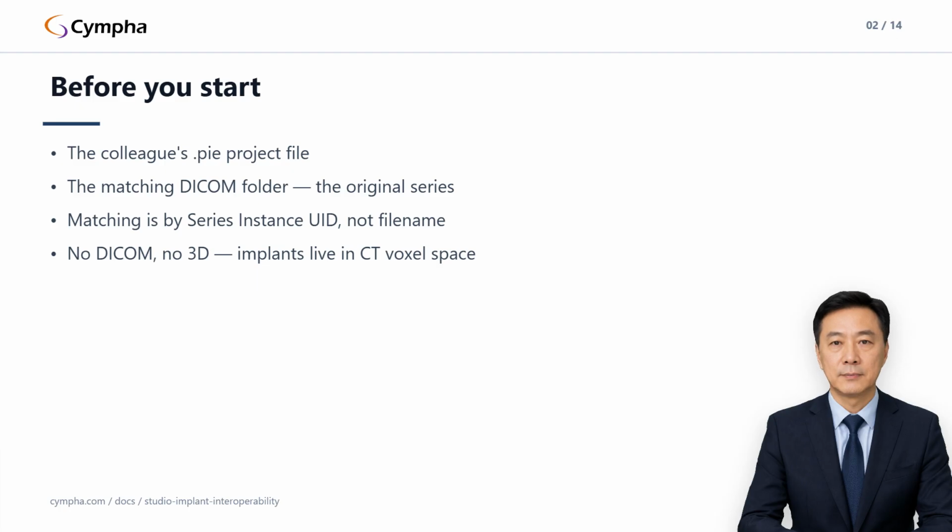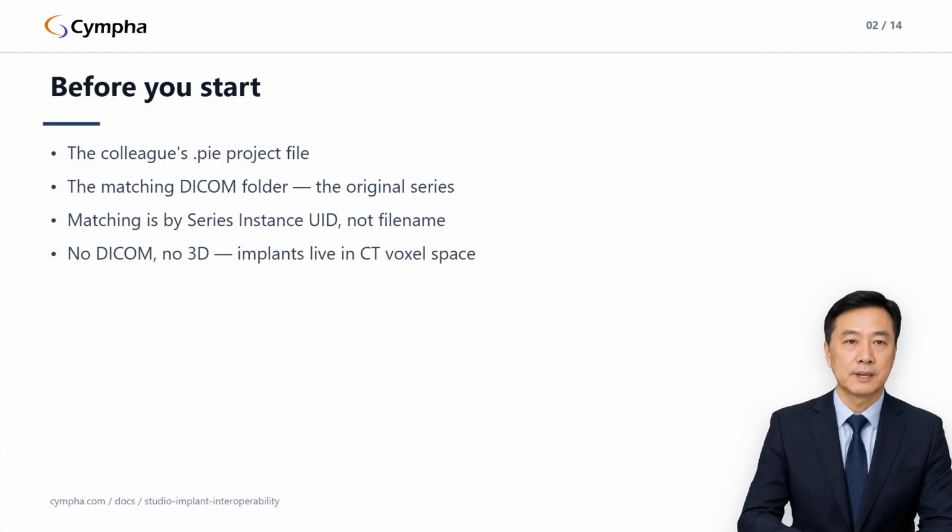Why so strict? Because implants in the project are positioned in CT voxel space. Without the matching volume, Studio literally cannot render them in 3 dimensions. So if you only receive the project file, stop now and ask the sender for the CBCT folder, the original, not a derived copy.